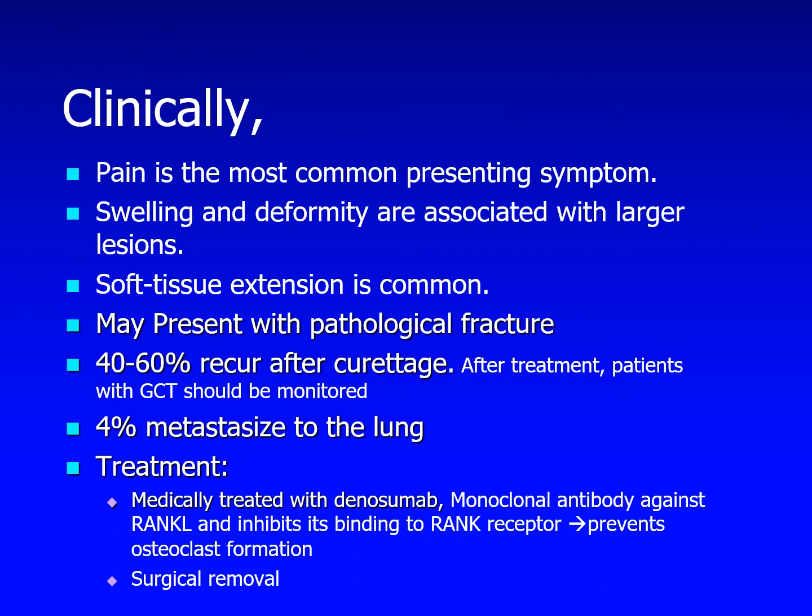Pain is the most common presenting symptom in giant cell tumor, and swelling and deformity are associated with larger lesions. Soft tissue extension is common, and the tumor can present with pathological fracture. 40 to 60% of the tumors recur after curettage, and after treatment, patients with giant cell tumor should be monitored, as 4% of cases metastasize to the lung. Now note, this is a benign tumor and it has the risk to metastasize to the lung even though it is benign.